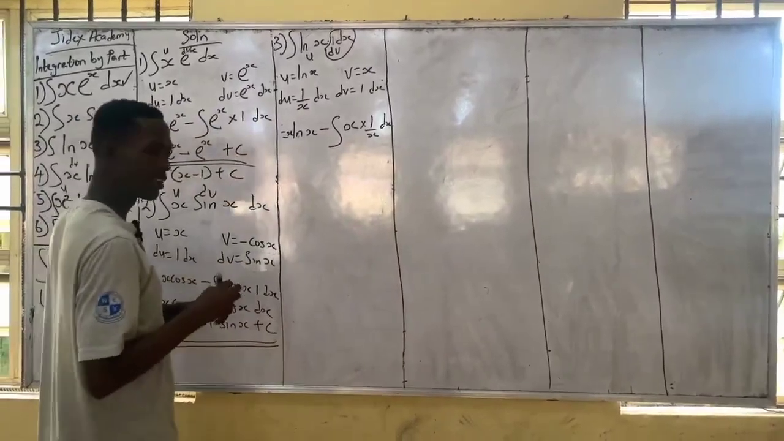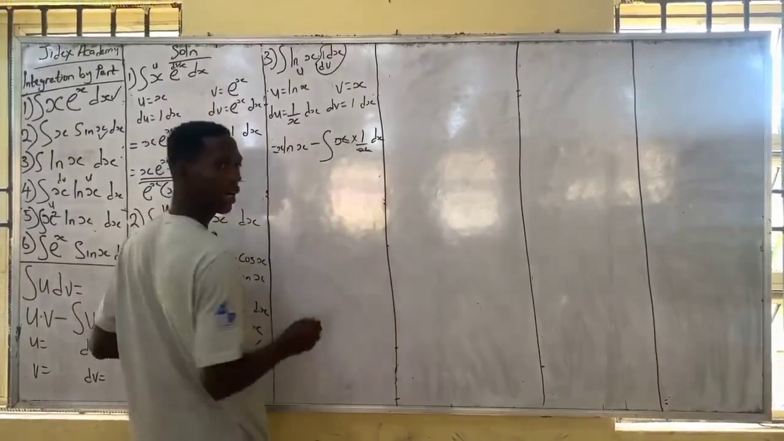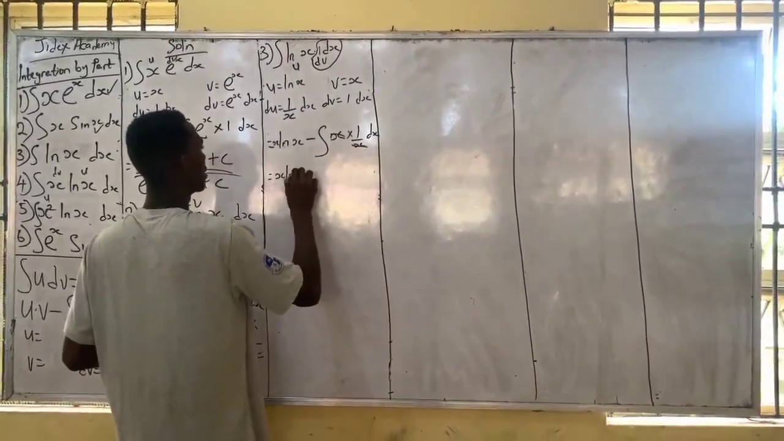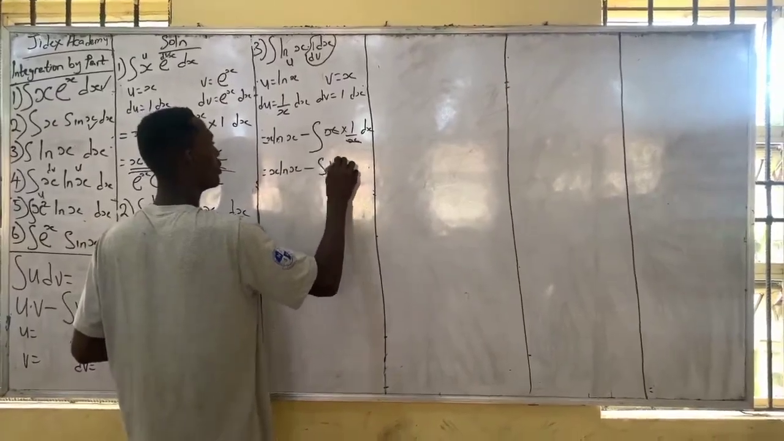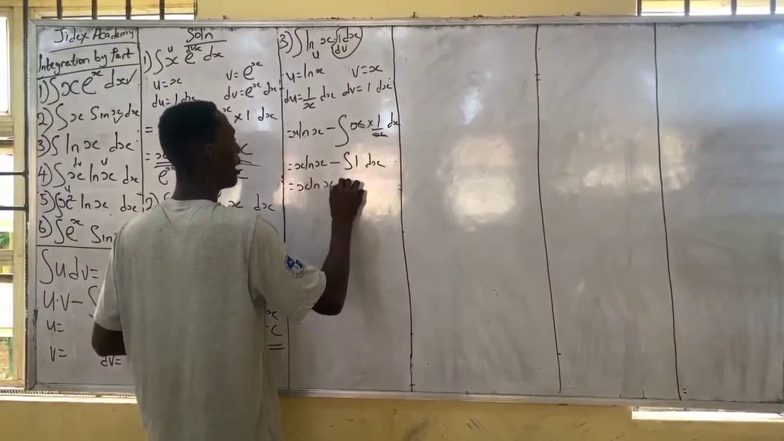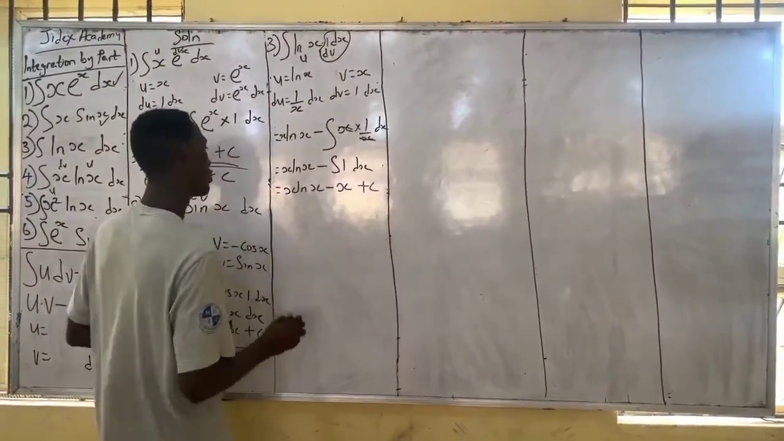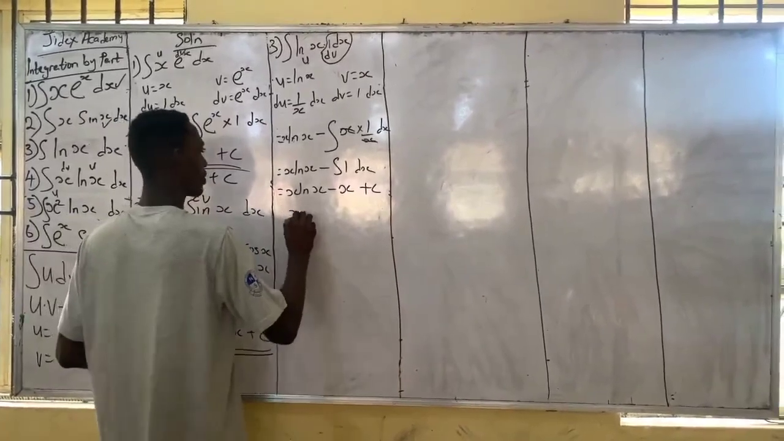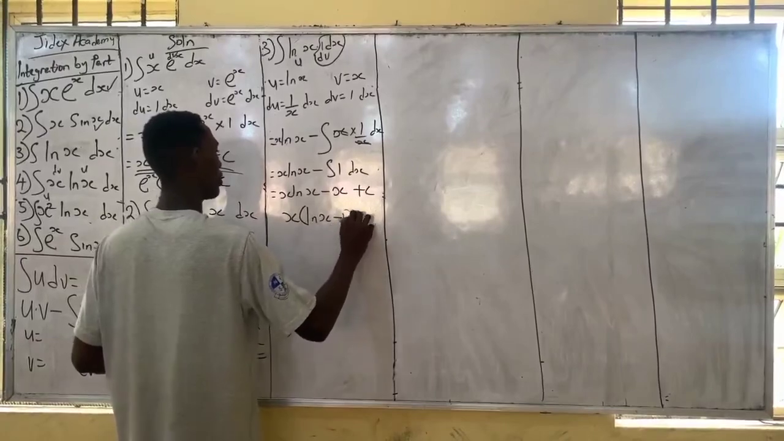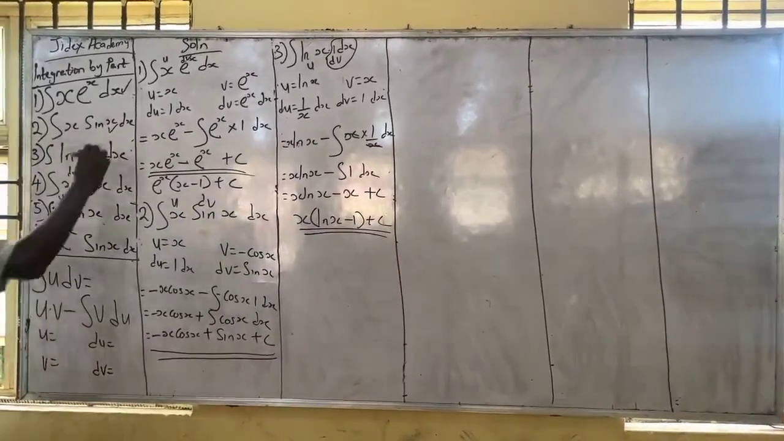Can you see how interesting this particular part is? Can you see our x will just cancel each other. So we now have x ln x minus integration of 1 dx. Therefore our final answer is x ln x minus the integration of 1, which is just x, plus c. You can also choose to write it as x in bracket ln x minus 1, plus c. That is our final answer for question 3.